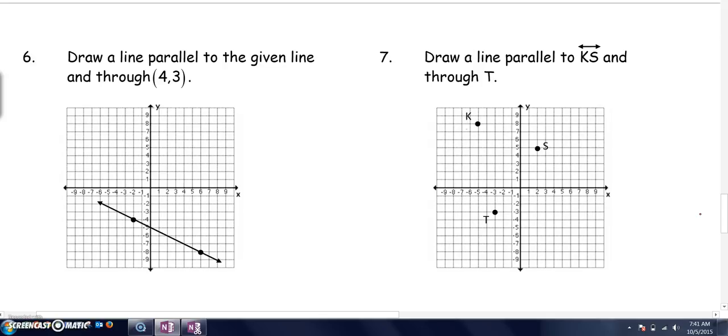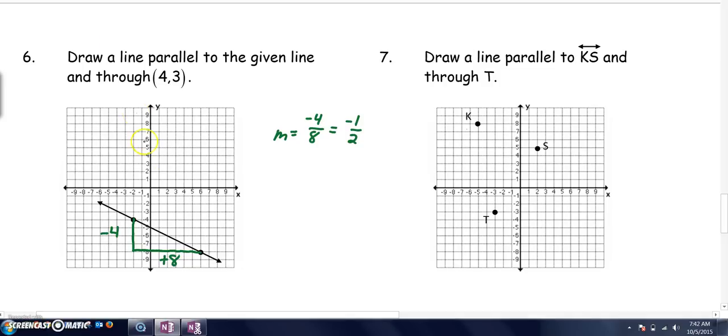Number 6, draw a line parallel to the given line through the point 4, 3. So first thing I want to do is find the slope of this line. So this has a negative slope because it's falling from left to right. So my slope is down 4, over 1, 2, 3, 4, 5, 6, 7, 8. So my slope is -4/8, which reduces to -1/2.